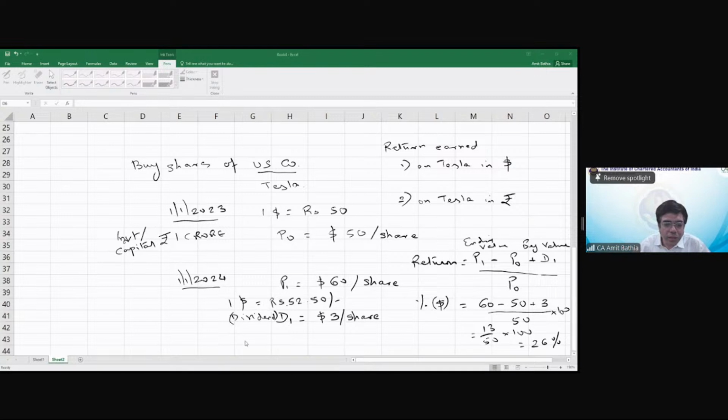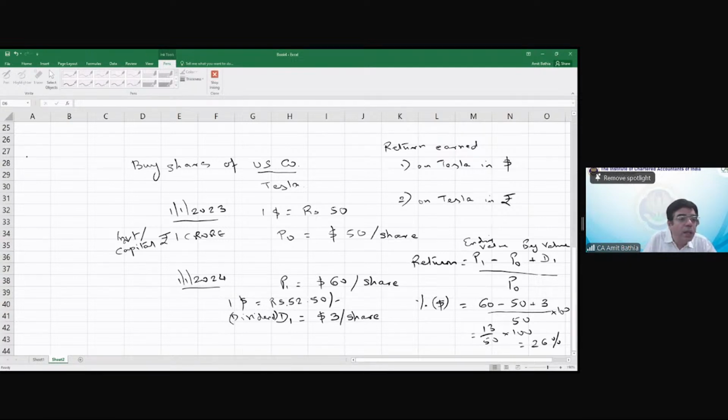How much will be my return in rupee terms? Any ideas? Can anybody try that? Would you like to try that? How much will be my return in rupee terms? Yes? 20 lakhs appreciation plus dividend rupees 3 into 2 lakh dollars, divided by 1 crore investment. Very good. So let's start.